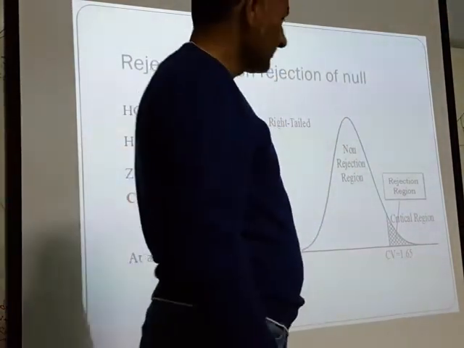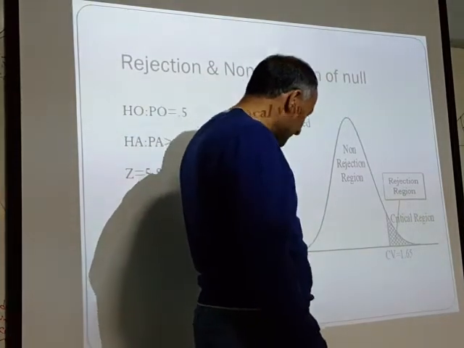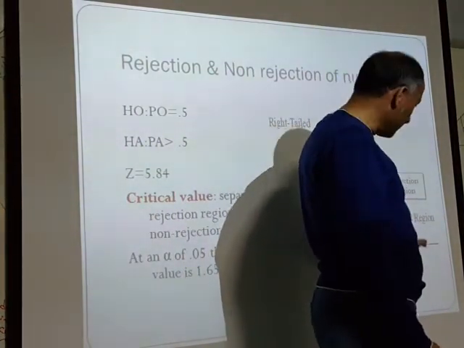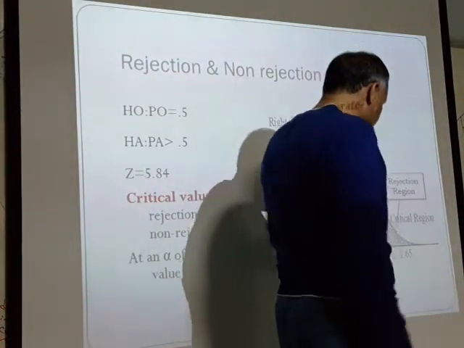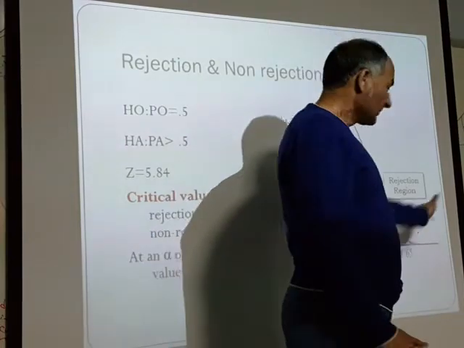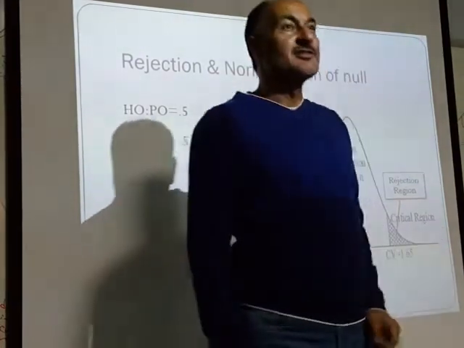More positive. This is 0, 0.1, 0.2, 0.3, until you have reached 1.65. Now, 5.8 is less than this or more than this? More than. So why will it fall on the right? In the reject region.